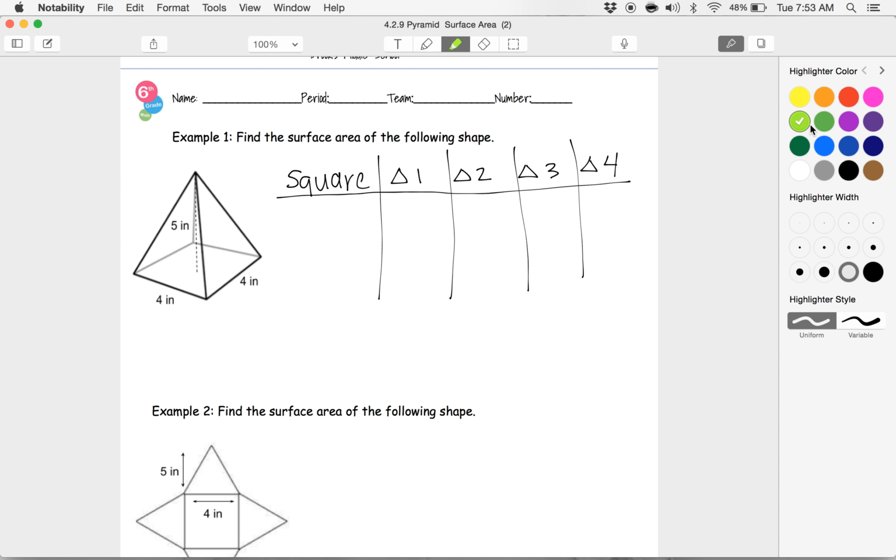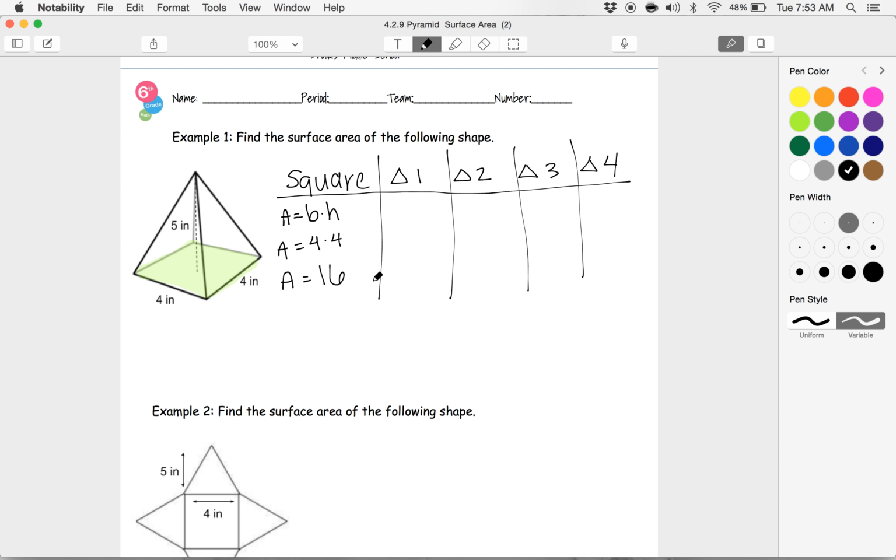So let's start by looking at the square. This guy down here. Here's a nice part. Square's formulas are pretty straightforward. Area equals base times height. Well, my base is 4. My height is 4. Area is 4 times 4. So my square gives me 16. So not too bad. We use the fact that we know a square uses the formula of base times height. And we plugged in our base and our height to give us 16.